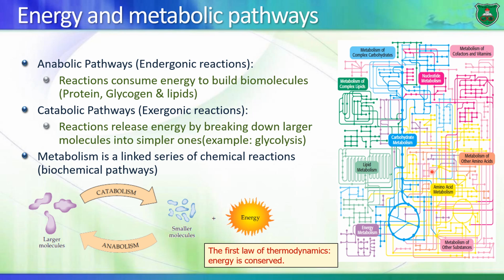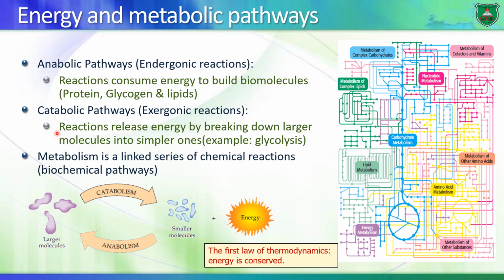So metabolic pathways can be divided into two types. You can have anabolic pathways. These are usually endergonic reactions. Anabolic pathways build up molecules. So you start with smaller molecules, small subunits, and they get connected to each other, forming larger molecules. That requires energy. It's like, if you build a house, energy is needed to build that house.